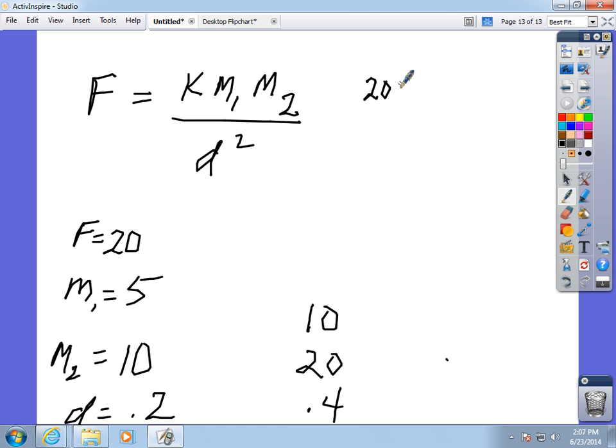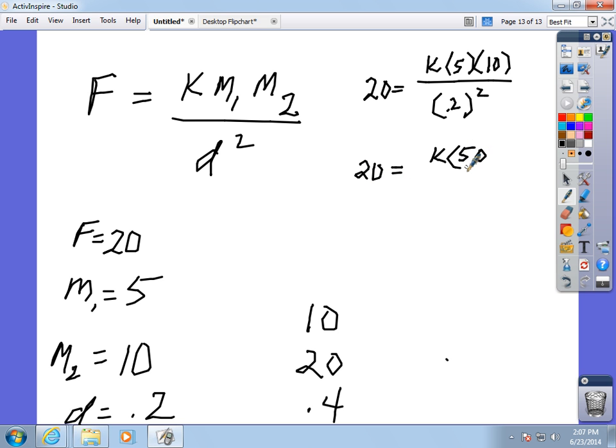20 is equal to K times parenthesis over parenthesis squared. The first one is 5, the second one is 10, and the third is 0.2. So that's going to be 20 is equal to K times 50 over, now be careful here because you're dealing with 20 cents.